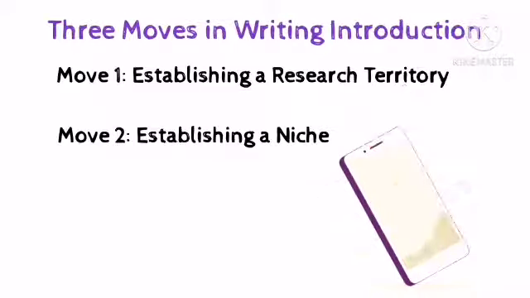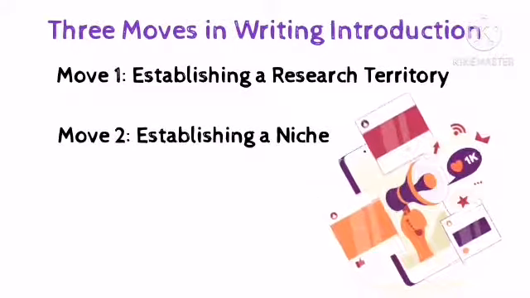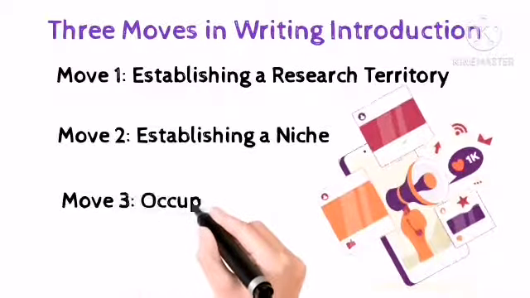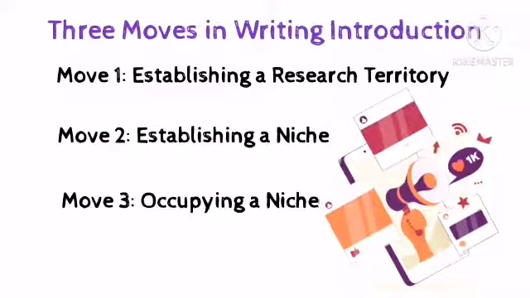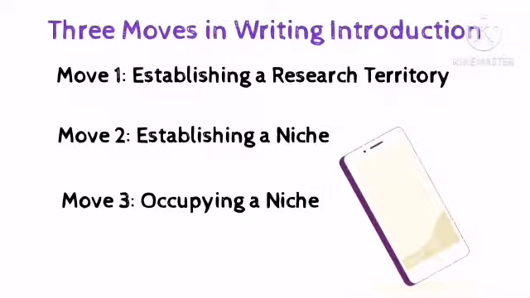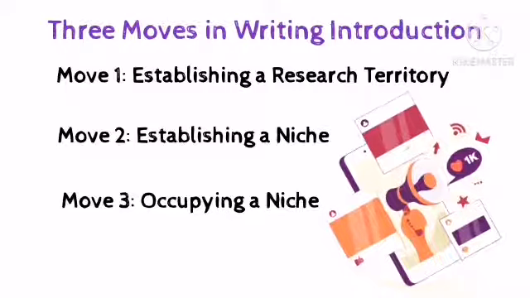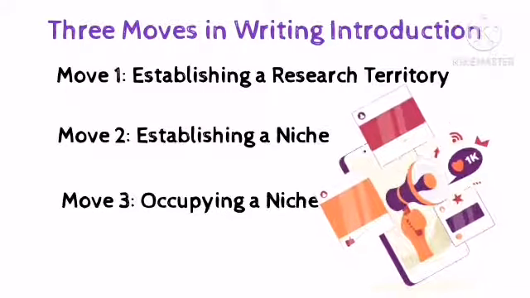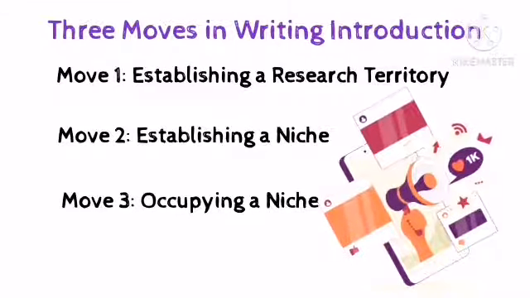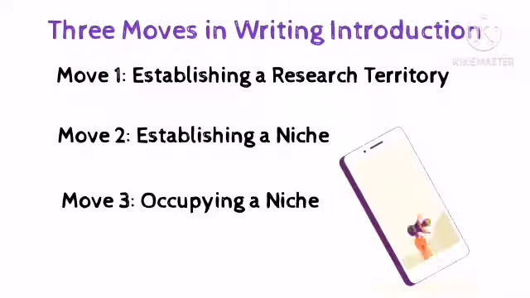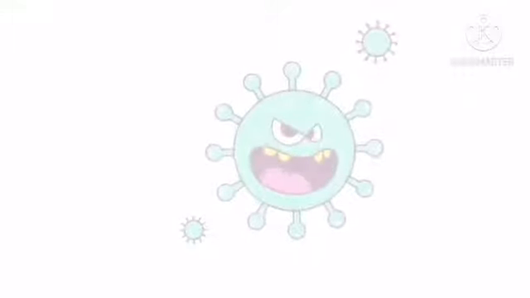And then move 3 is for you to occupy that niche. So this is the part when you give them facts, you give them the results, wherein this is what I can offer. You give them solid facts about your research. Alright, so for example, let's talk about the global pandemic in COVID-19. Let's say you've created a soap that kills 99% of germs, including viruses, including COVID-19. So it's a hypothetical example. So how would you introduce that?